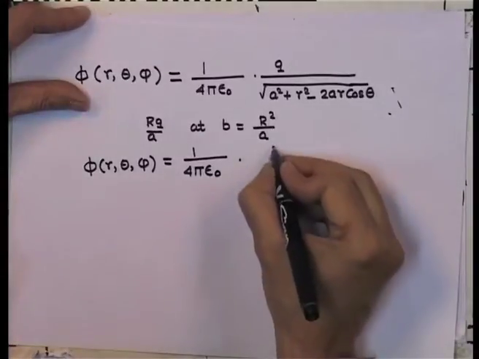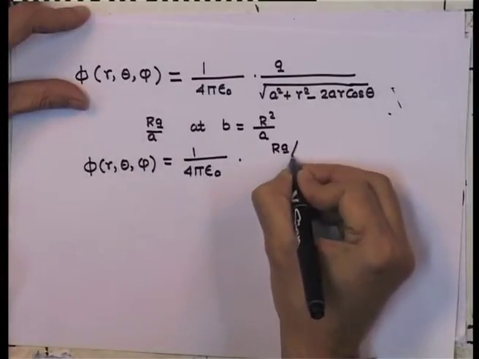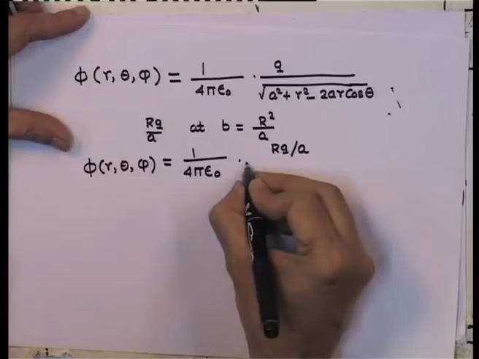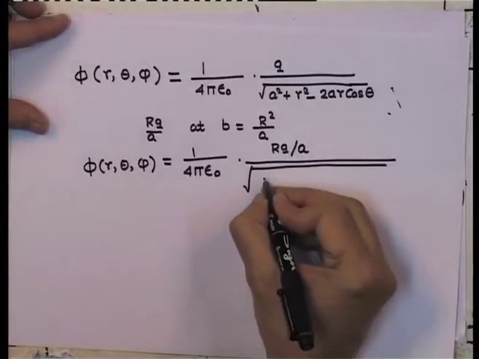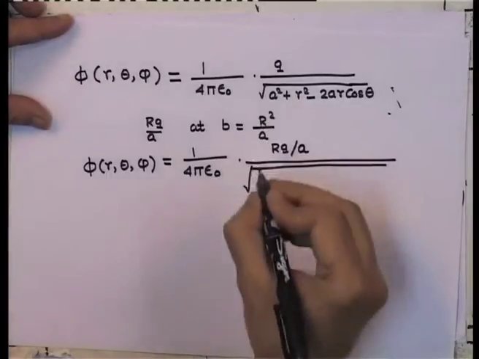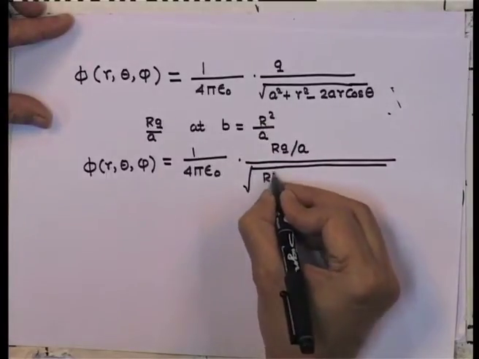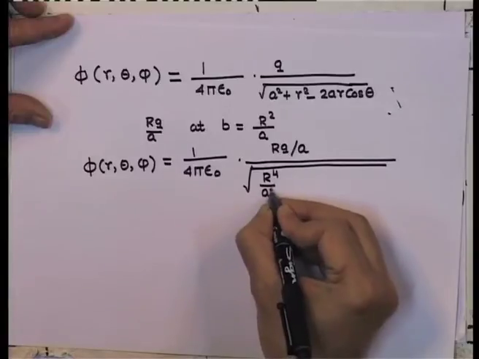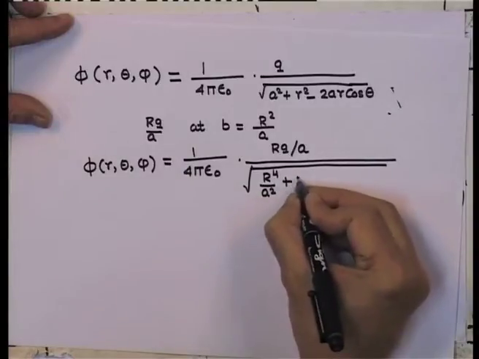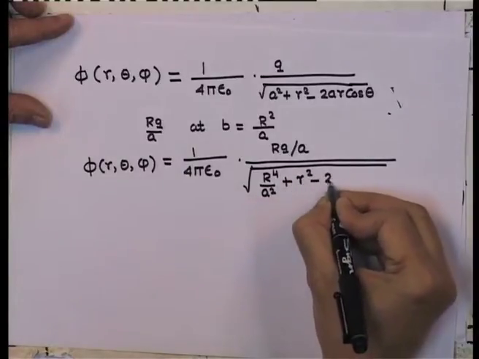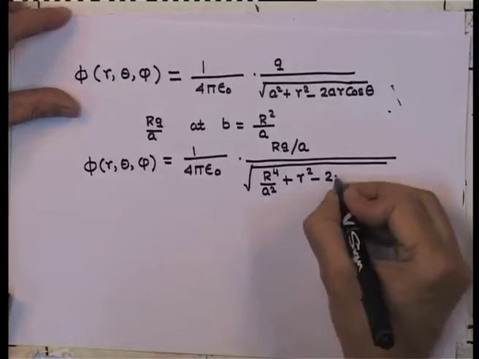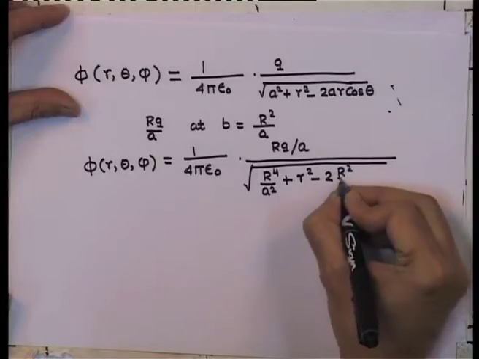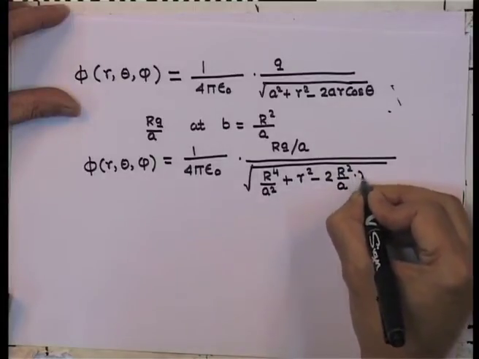in place of q I have r q by a, over the square root of: instead of a square I have b square, which is actually r fourth by a square, plus r square minus 2, instead of a I have b, so it is r square by a, and of course r cos theta.